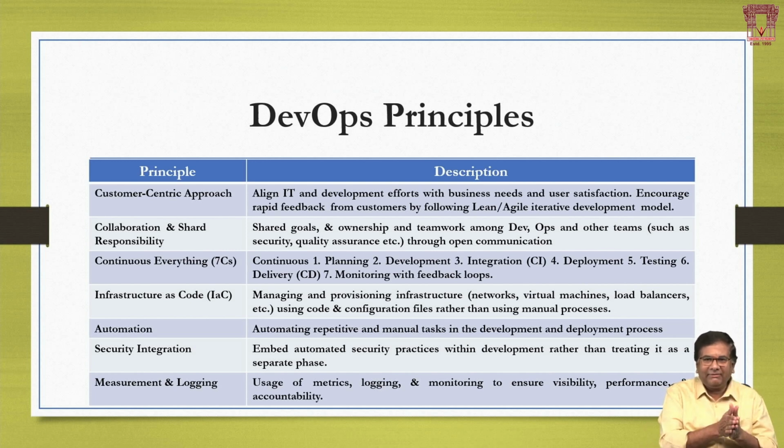So DevOps, one of the strengths of DevOps is automation. And the third one, security integration, embedding automated security practices within development rather than treating them as a separate field. So security should be integrated as part of development. In the olden days, they used to write the software, then they would start working on the security. Now with DevOps and Agile working together, security has to be a first-class citizen of development. It should be part of development activities.